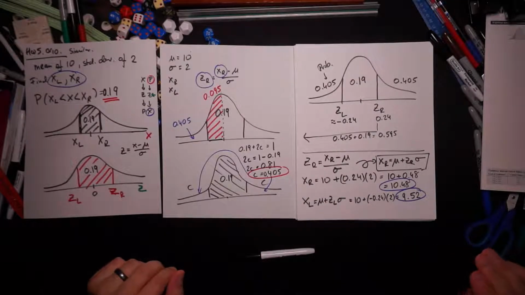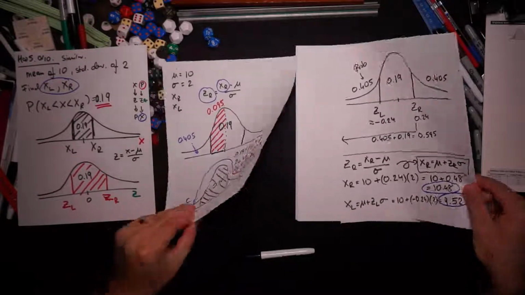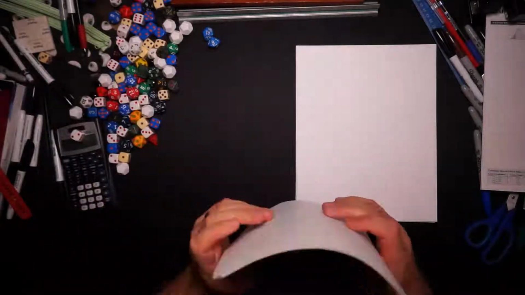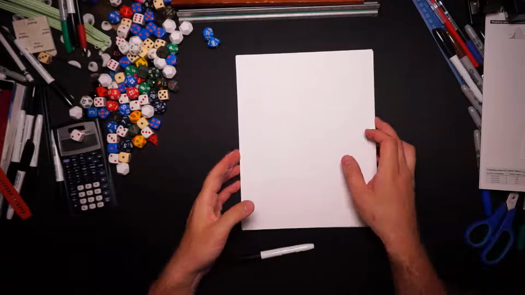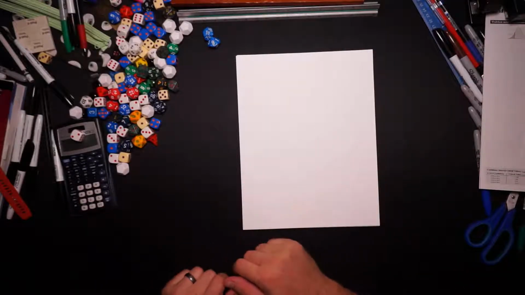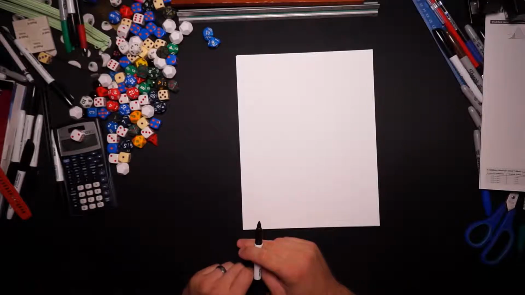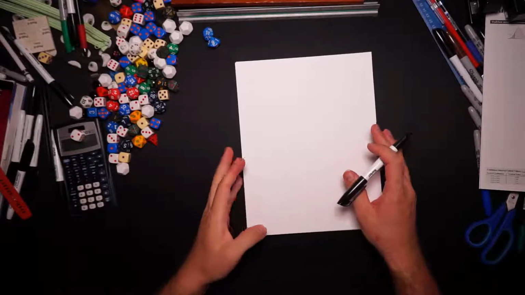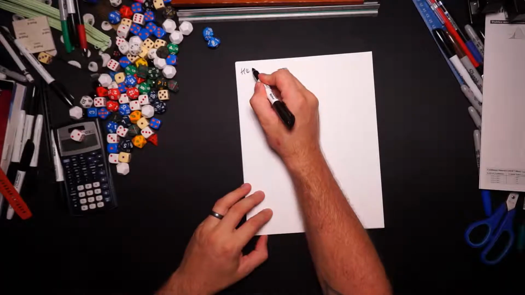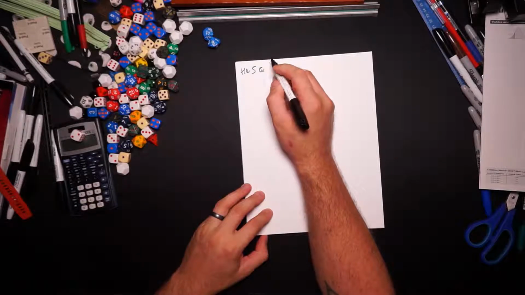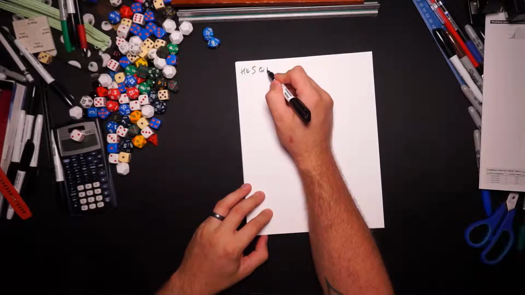All right, pause, and I'm cleaning it up, and I'm going for 11. Question 11. Scores on a national exam are normally distributed. Okay, so this is homework 5, question 11.